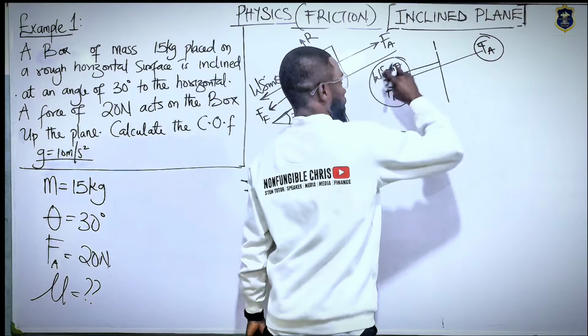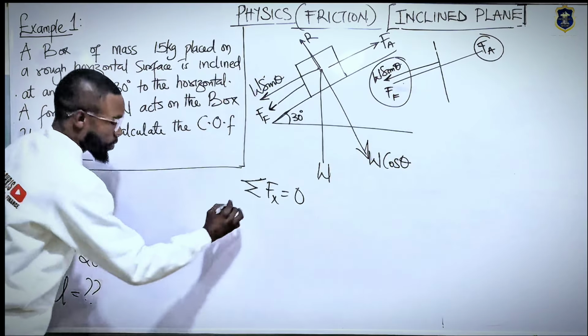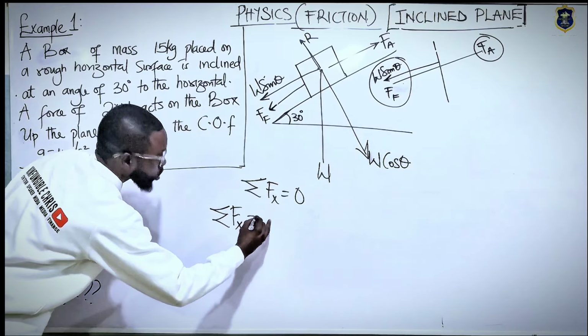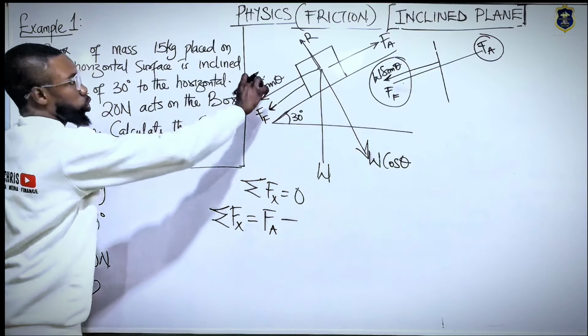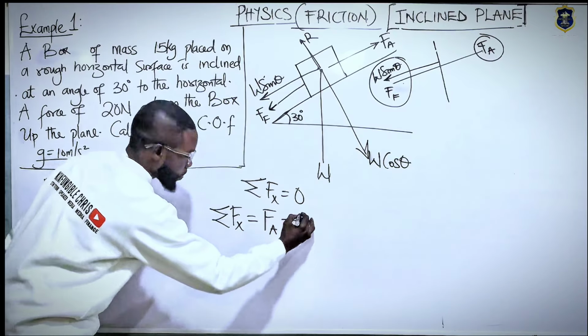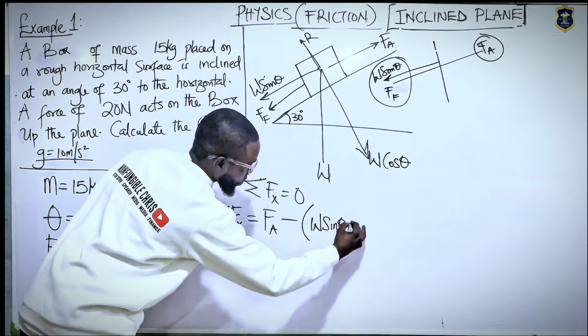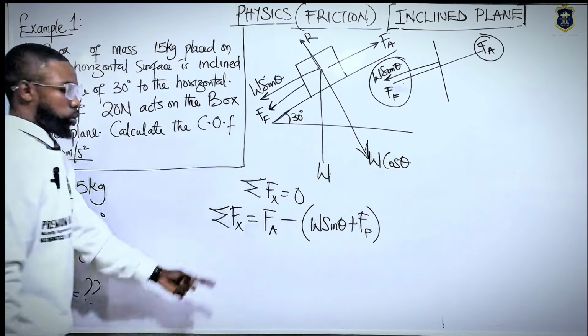All of them are in the x plane. Whatever we have here minus here. So in doing that, the sum of forces in x is going to be what? Applied force FA minus the sum of these two forces. You're seeing there, minus what? W sine theta plus what? Frictional force. That's what we're going to have.